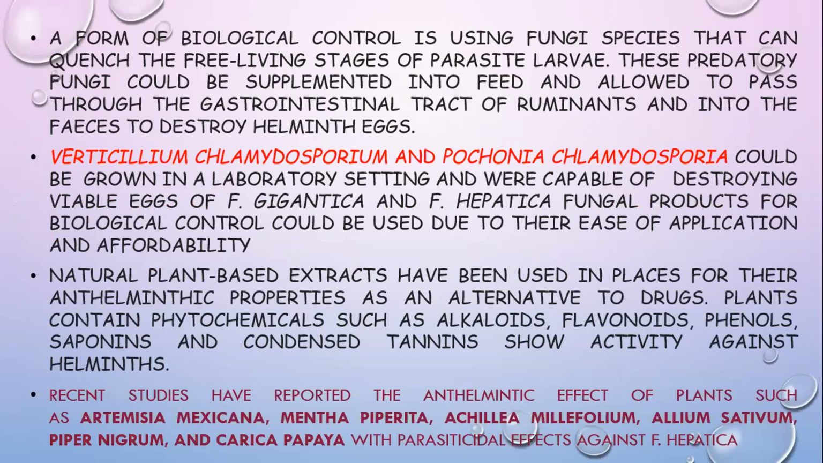Nowadays, there has been research on biological control. Verticillium chlamydosporum and Ponchonia chlamydospora are grown in the laboratory, and they are nematophagous fungi. They also have an effect on helminth eggs like Fasciola. A lot of research is going on using plant or herbal extracts. In some rural areas, a lot of plants are being used, like Allium, Piper, and Carica papaya.